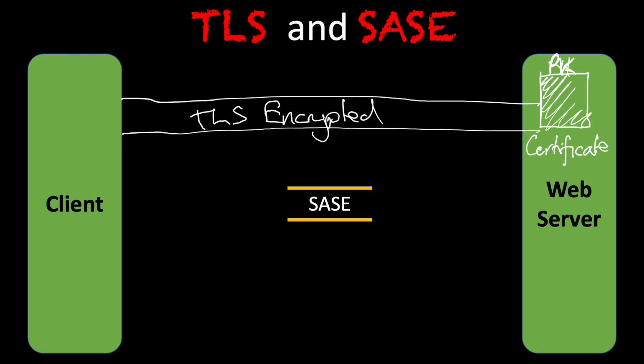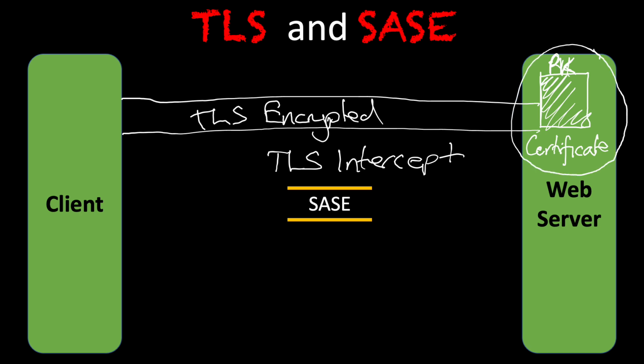First, the SASE platform is going to do what is called a TLS intercept. It's going to intercept that TLS traffic. But before it can do that, we have to do something different regarding certificates. The certificate on the web server, along with the public key, does not change. We have no control over the web server, the final destination.